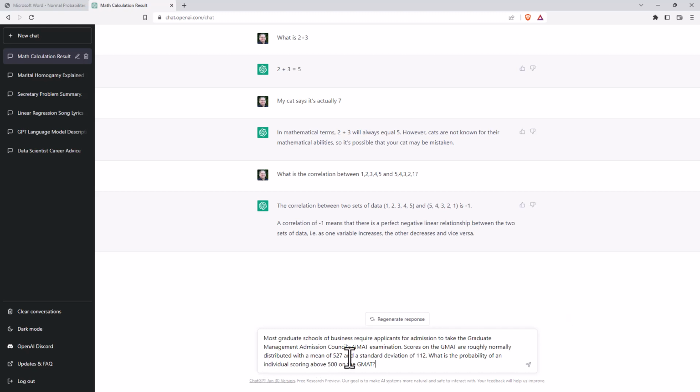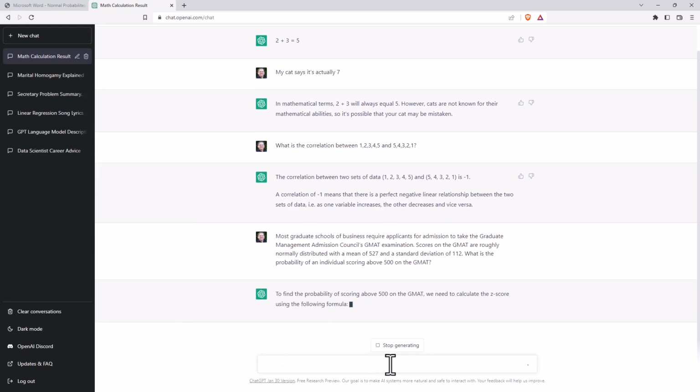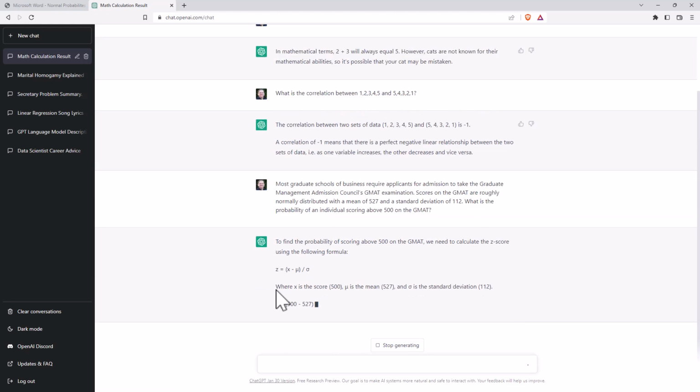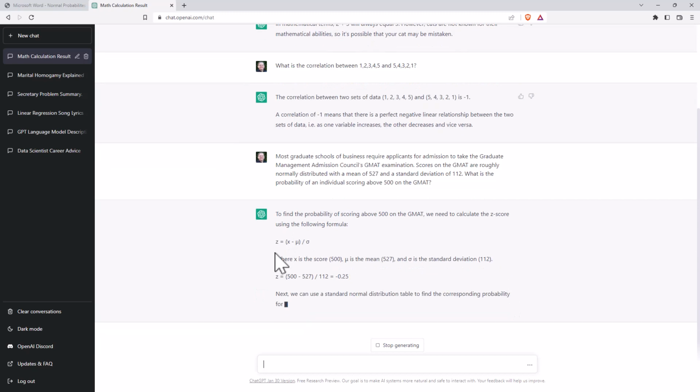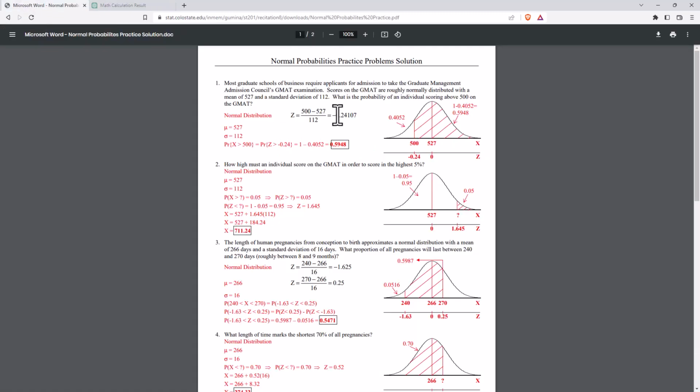So GMAT, roughly normally distributed. We've got a mean and a standard deviation. If you have done these problems before, you probably have a rough idea of the figure we should get. So let's see how ChatGPT goes with this. Correctly identifies our normalization. So Z equals x minus mu over sigma. It takes the numbers and then, interestingly, negative 0.25, it's actually negative 0.24107. So it was actually off, and I find this quite interesting.